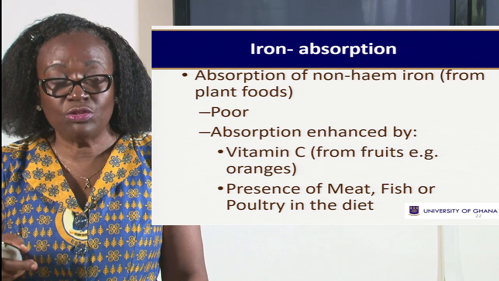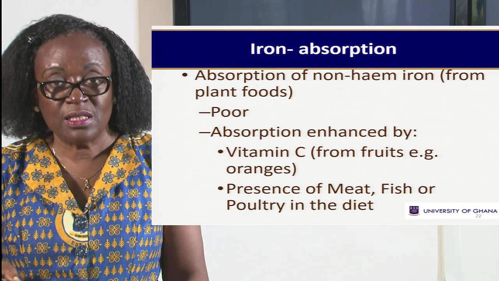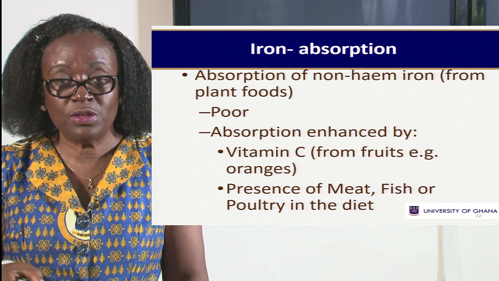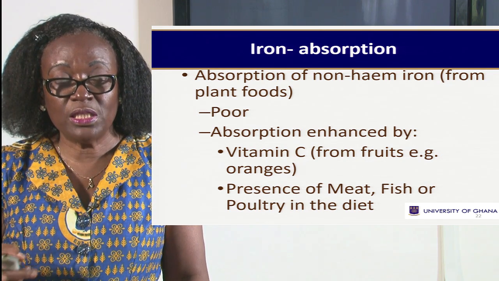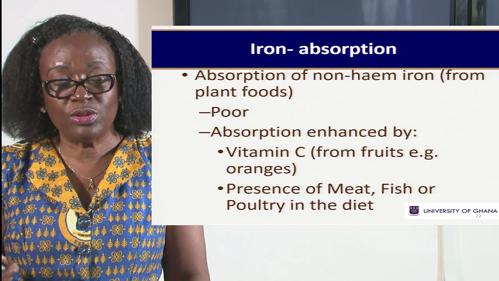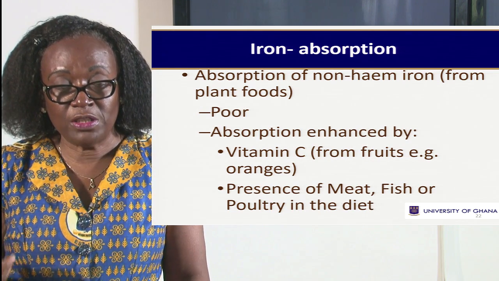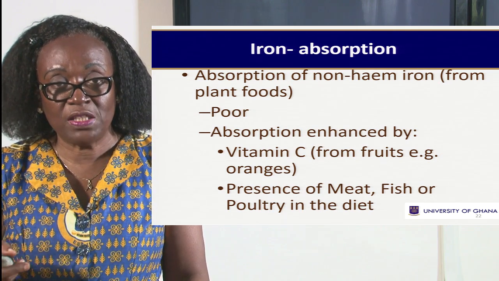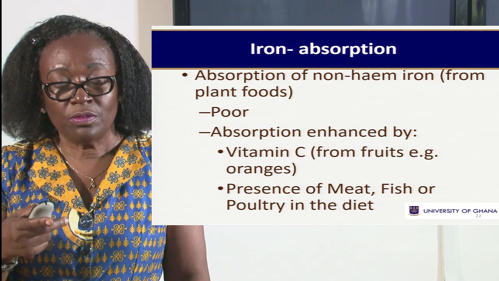And for this reduction to take place, one needs vitamin C. And where do we get vitamin C from? From our fruits and vegetables. So as we eat our legumes that are rich in iron, we need to take our fruits and our vegetables that are also rich in vitamin C, so that we can be able to convert the iron from iron 3 to iron 2.